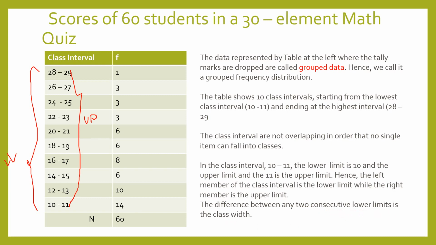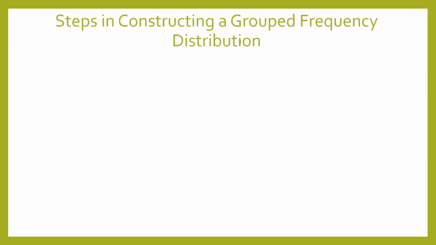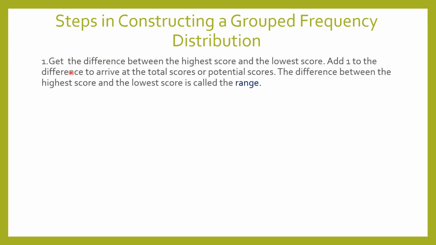Alright, let's continue. Now, what are the steps in constructing a grouped frequency distribution? First, get the difference between the highest score and the lowest score. Add 1 to the difference to arrive at the total or potential scores. The difference between the highest score and the lowest score is called the range.